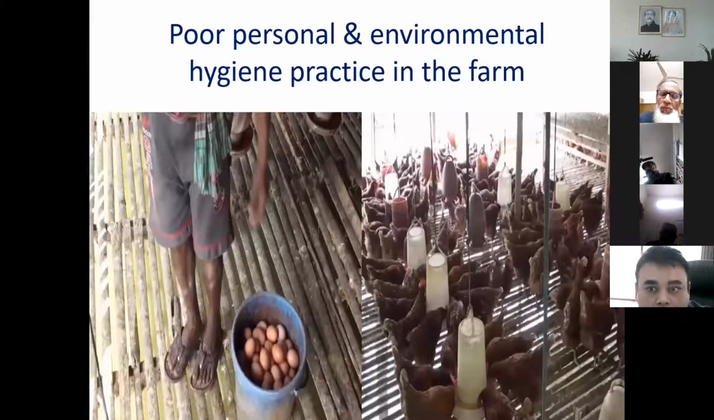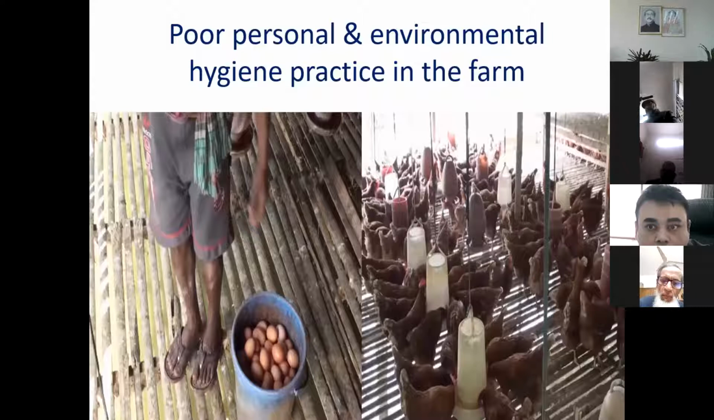Poor personal and environmental hygiene practice in the farm. You could find these types of personal hygiene practices here. The farming people don't have any gloves, they don't have any shoes, and they are not clothed properly. We could find this around Dhaka city.